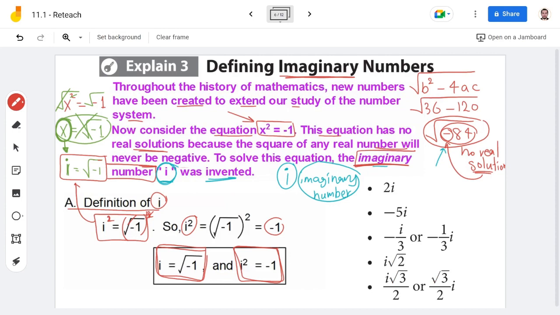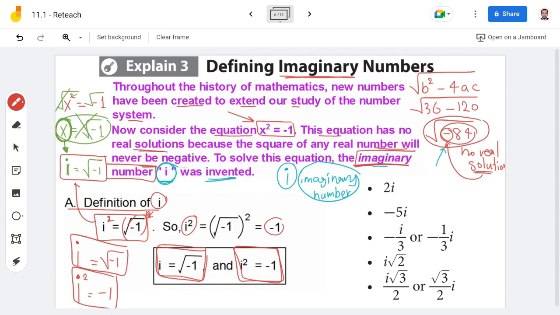So this is the imaginary number that you need to remember: we have a value of i, and we have the value of i squared. What's the value of i? It's the square root of negative 1. What's the value of i squared? It's equal to negative 1. So these are two values that you need to make sure that you understand.